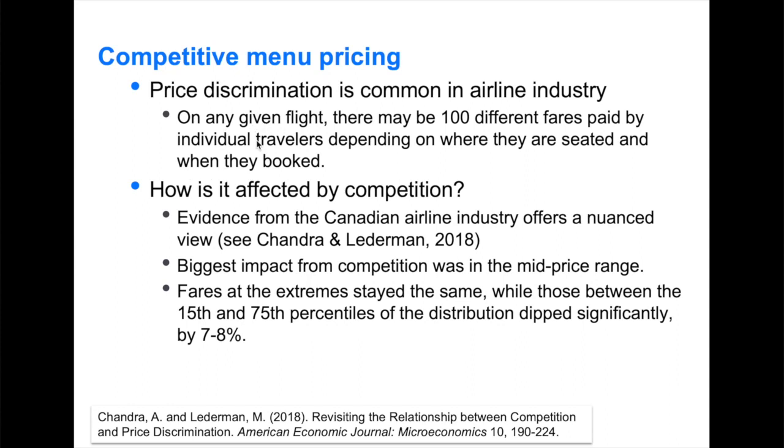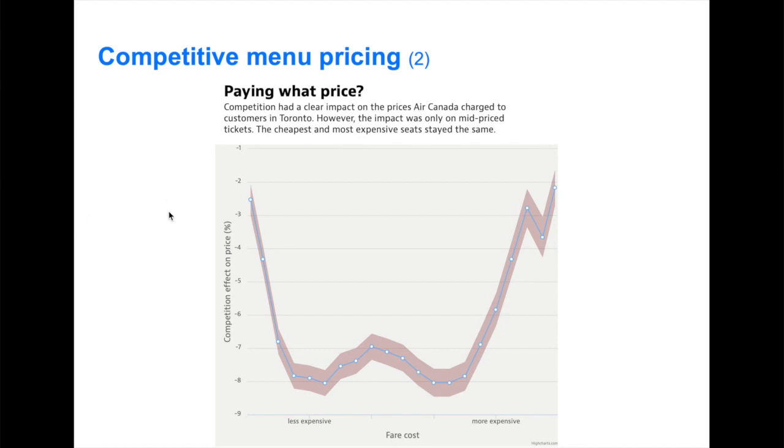Should we expect more differences among travelers when there is a lot of competition on a given route, or less differences? Okay, so they looked at the Canadian airline industry and they got a nuanced view about this question. Okay, it seems that there is the biggest impact from competition in the mid-price range, so for these tickets that are not too expensive nor too cheap. Okay, whereas the fares at the extremes stayed the same, and those in the 15th and 75th percentiles of the distribution dipped significantly. Okay, and after, this is what we should have written here, they compare a situation where actually the competition has increased on the main airline routes.